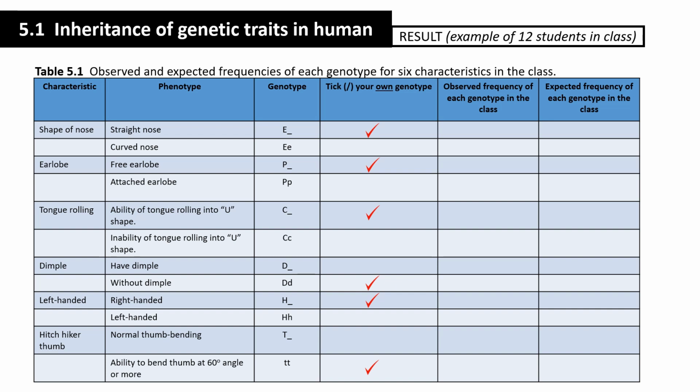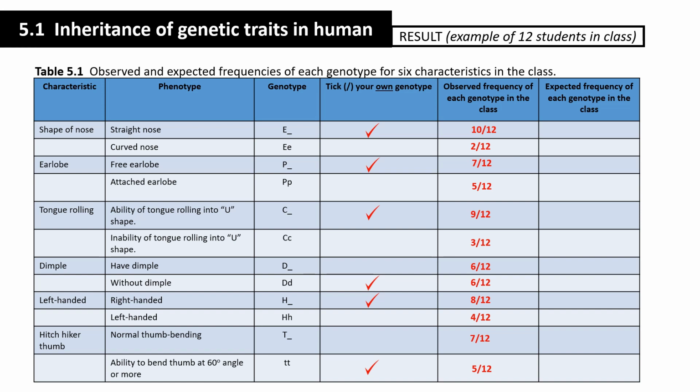4. Observe frequency of each genotype in class. Let's say 10 out of 12 students have straight nose and only 2 out of 12 students have curved nose, and calculate all the observed frequency for each of the 6 characteristics.